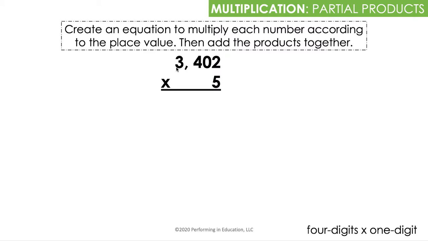So for example, 3,402 times 5 is the same thing as 2 times 5 plus 0 times 5 plus 400 times 5 plus 3,000 times 5. So we can just do each of those multiplications and then add the products together.